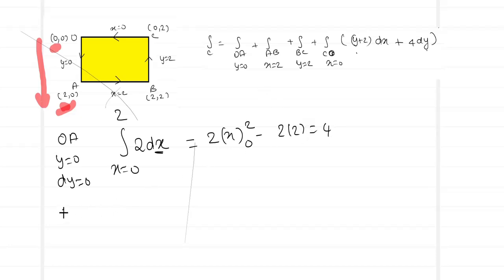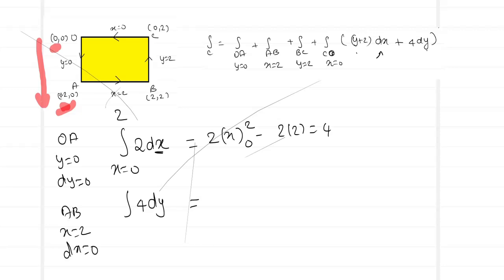Okay, so the next line is going to be AB. The equation of the line AB is x equal to 2. dx will also be equal to 0. So when I substitute dx, it will become 0. So what will you be left with? You will be left with 4 times dy. So you have to integrate 4 times dy.